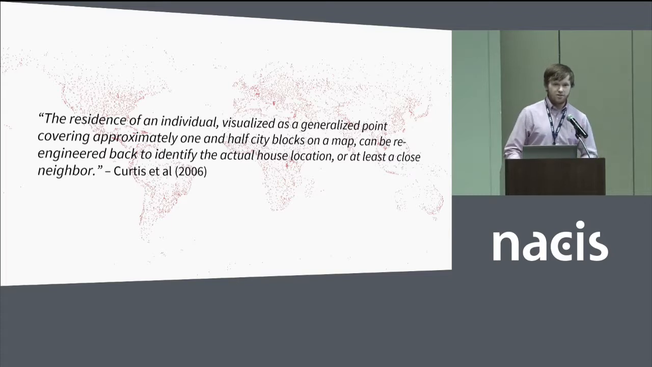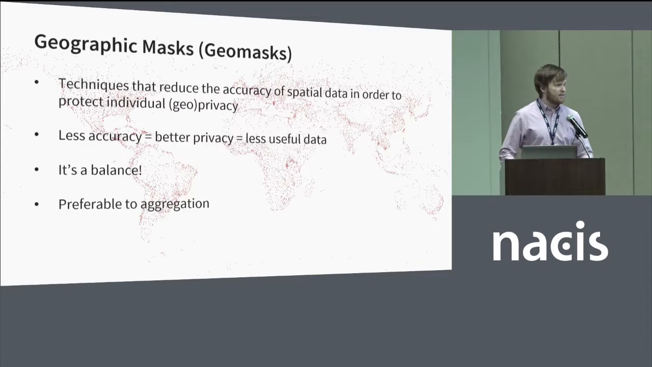In 2006, Andrew Curtis looked at Hurricane Katrina maps of mortality locations in New Orleans. And what he found is that he could digitize the map and then reverse engineer it to actually re-identify the people who had died, just from the map printed in the newspaper. If a point was about 1.5 city blocks large, he could find the original house or at least a close neighbor.